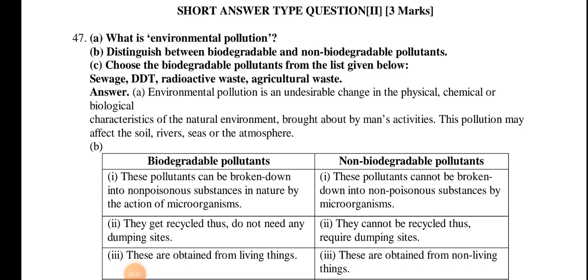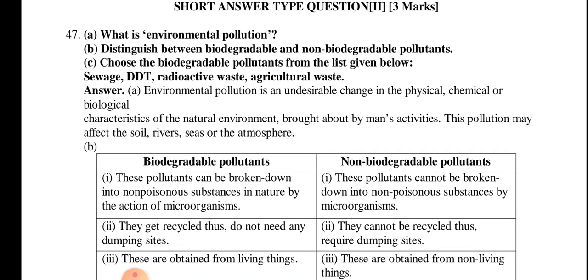Students, this is the second part of the environmental study for the 8th middle standard to higher section, up to the 11th and 12th biology and 9th and 10th science.